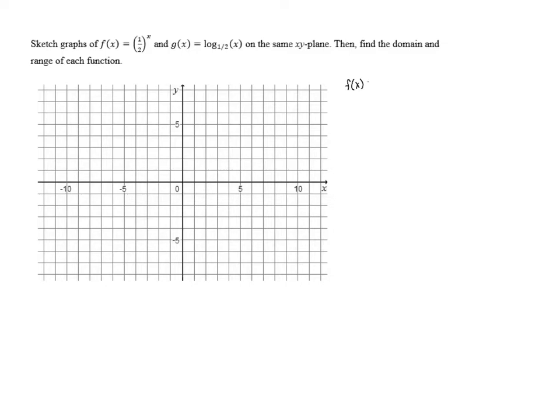For f of x equals 1/2 to the x, I want to use a table of values to sketch the graph. And the values I'm going to pick are going to be -3, -2, -1, 0, 1, 2, and 3. And I'll start from the bottom up. 1/2 cubed is 1/8. 1/2 squared is 1/4. 1/2 to the first is 1/2. And 1/2 to the 0 is 1.